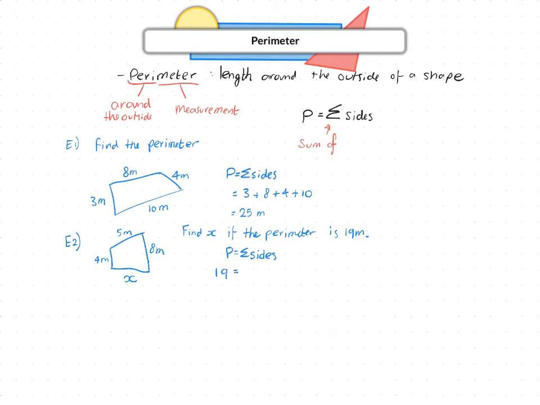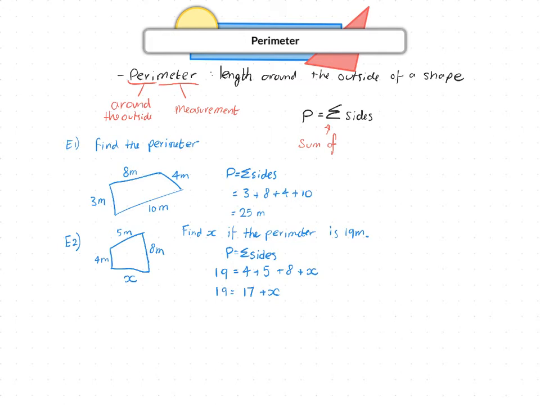Equals. So the sum of the sides, well, we have side 4, side 5, side 8, and side x. And so the question is, what does x need to be so that they all add up to 19? Simplifying this, 19 equals 4 plus 5 is 9, 9 plus 8 is 17, plus x. Now how do we find what x is?